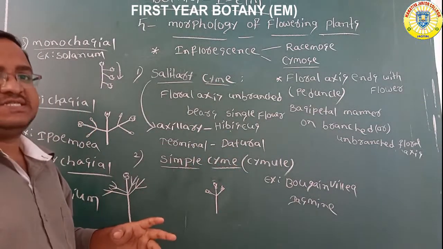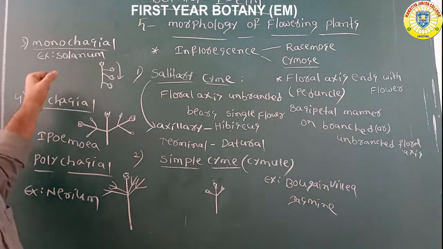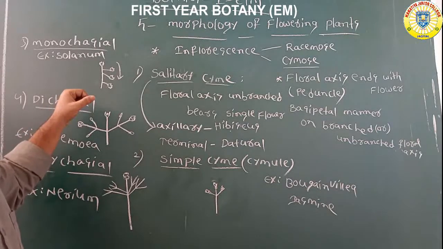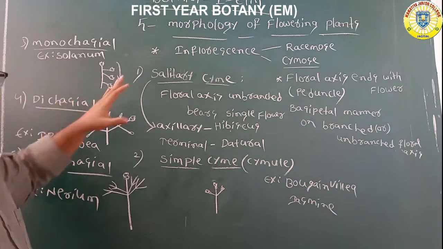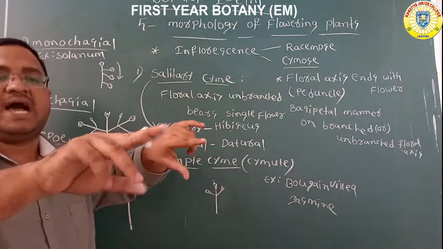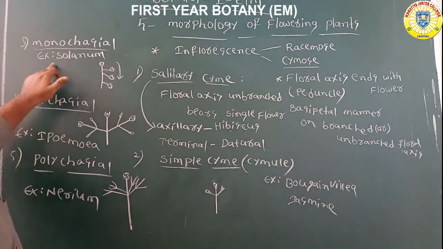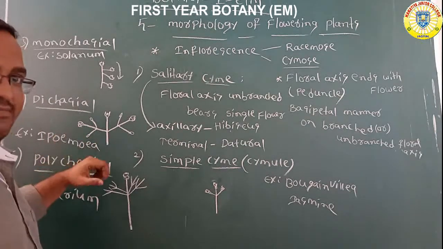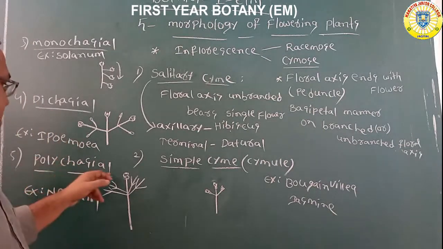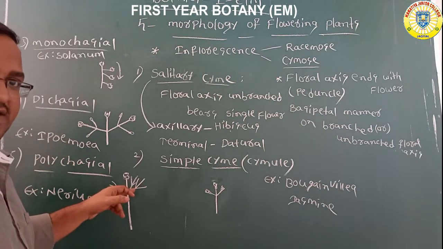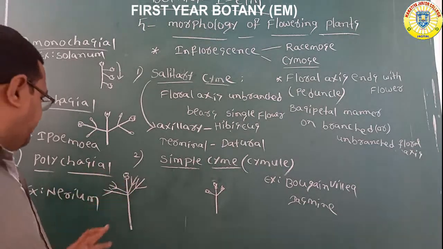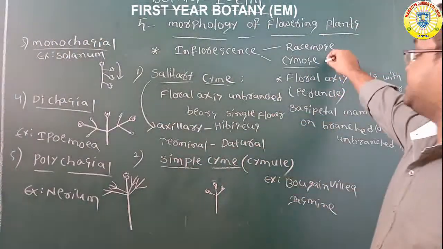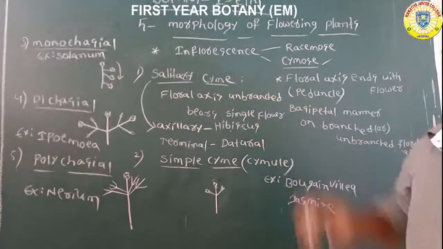Here, depending on the branches, how many branches are there? Based on the number of branches, it is divided into 3 types. The floral axis ends with a flower and it can develop only one branch, that is called monochasial. Best example Saronum. Now 2 branches are there. Every time 2 branches are developed, that is dichasial. Best example Ipomea. If many branches, more than 2 branches are developed, that is called polychasial. Best example Nerium. So this is about the cymose inflorescence with examples and diagrams.